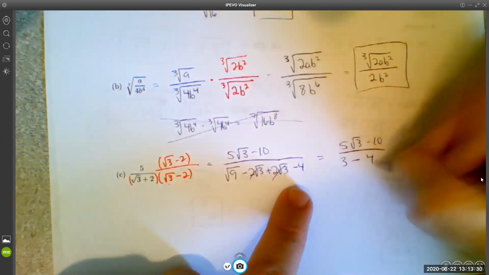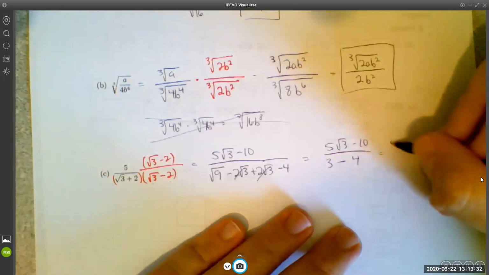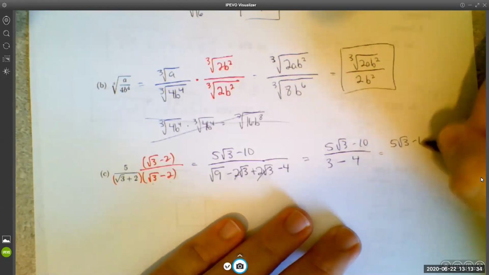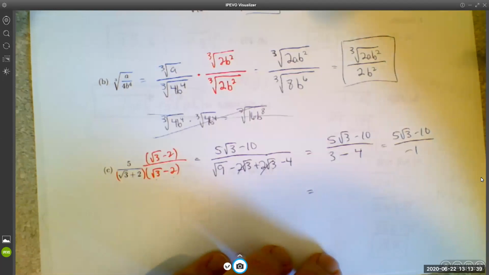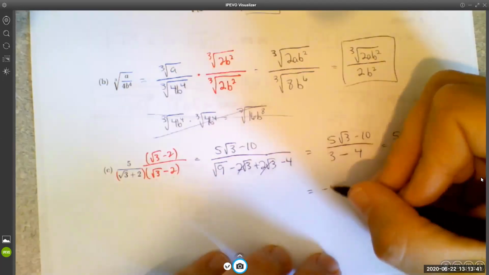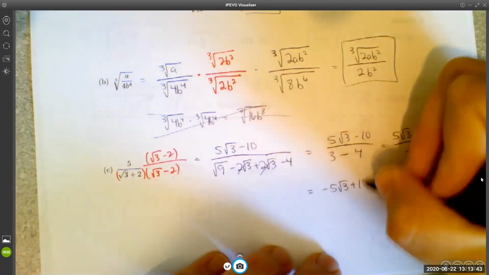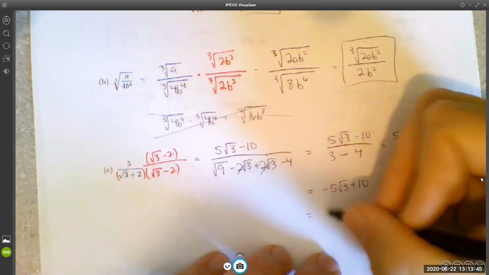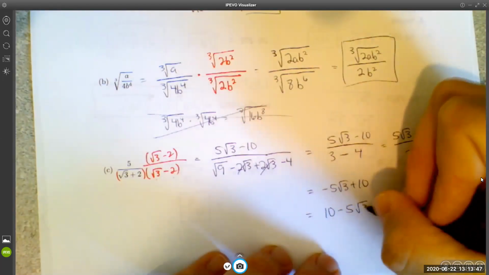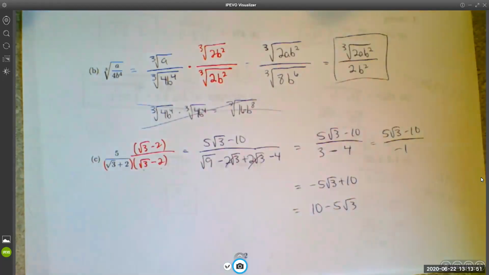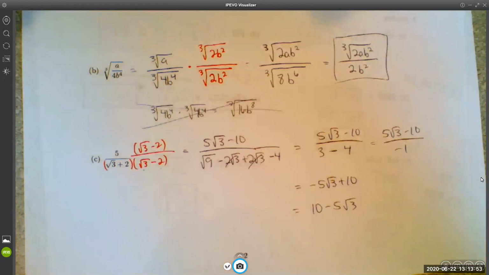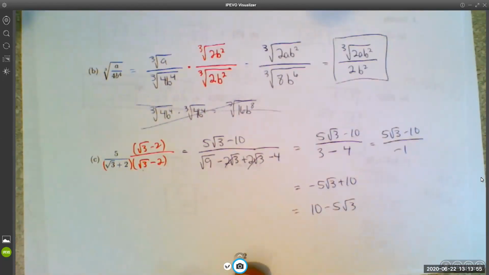Minus 4. This is 5 root 3 minus 10 over negative 1, or in other words, we could call it negative 5 root 3 plus 10, or if you like, you could rearrange the terms and call it 10 minus 5 root 3. Either way, it's the same answer. So that's how we do that. Hopefully that's not terribly unfamiliar to you.